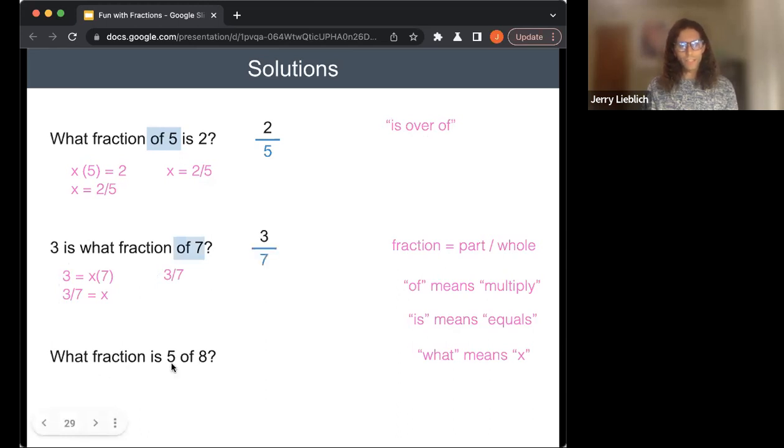What fraction is 5 of 8? Is over of. Whatever way works best. Or you could say what fraction is 5 of 8? Wait a second. What fraction is 5 of 8? Oh man, that one doesn't work there. Here I would do is over of. Okay.